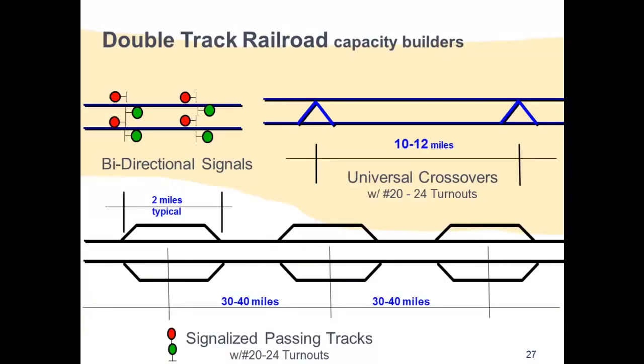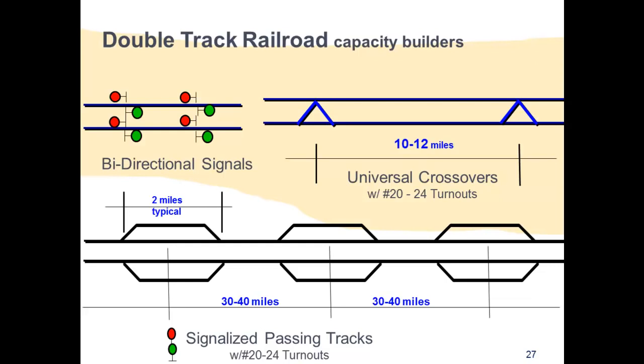Okay, so just like we talked about with the single track, what are some ways to improve capacity that will permit more traffic and reduce delays? Well, first off, if you don't have it, you need to install bidirectional signals. This is the first thing to be done so that you can run either direction on either track. Insert universal crossovers between the mains at a uniform spacing. Install more signal passing tracks to give additional windows.